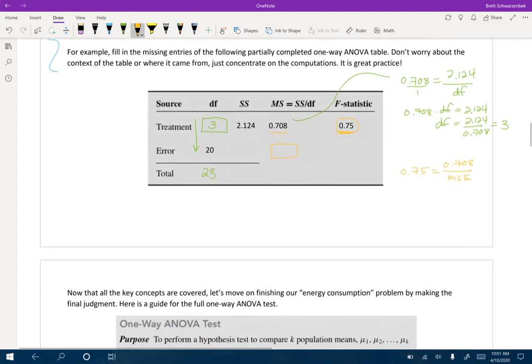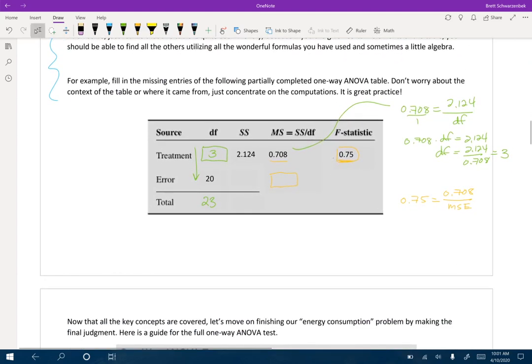Again, we're in algebra world. So if we cross multiply, we get 0.75 times MSE is equal to 0.708. That means my MSE is going to be equal to 0.708 over 0.75. If you do this calculation, you're going to get approximately 0.944. So we throw that right in there. 0.944.